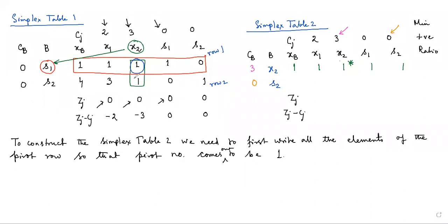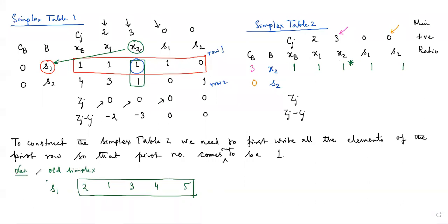Okay, I am saying that suppose in a particular simplex table my numbers are like this: 2, 1, 3, 4, 5. And this is my pivot row. Suppose this is my old simplex table. In the new simplex table, I have to write this particular row.